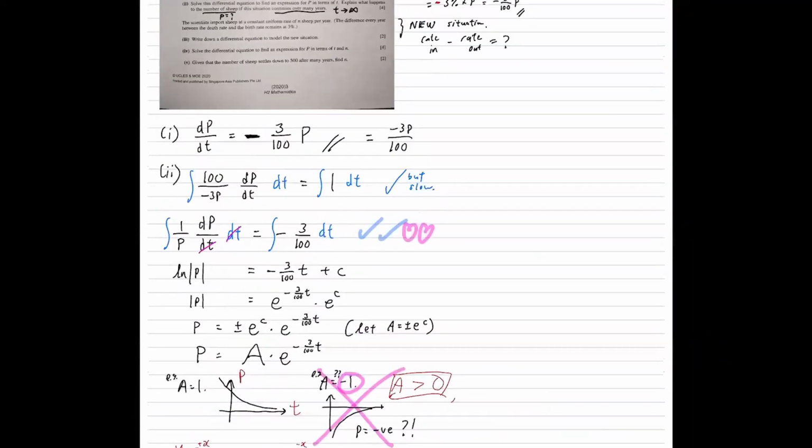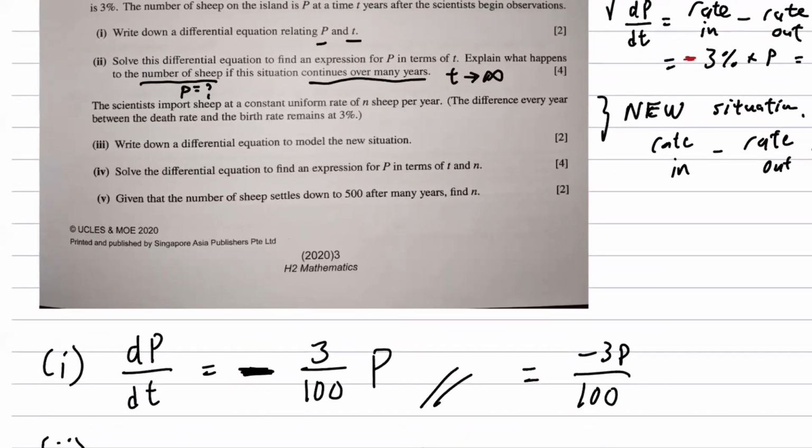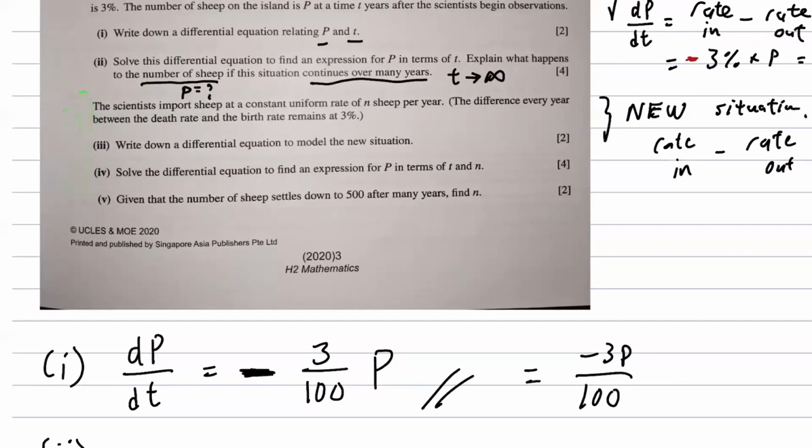Okay, that is this question. Move on. Is it okay? Do you need to rush off? I don't. Okay, let's go on. So the scientists import sheep at a constant uniform rate of n sheep per year. Difference every year between death rate and birth rate remains at 3%.